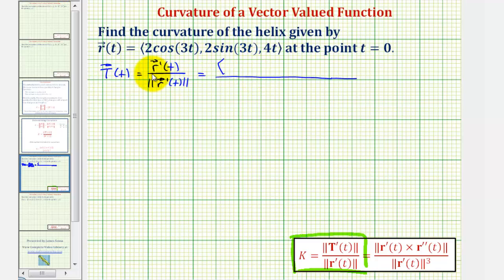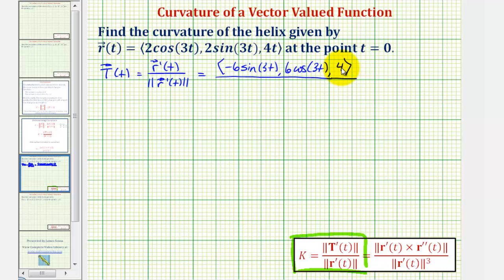So the x component of r prime of t would be the derivative of 2 cosine 3t. Notice how this is going to require the chain rule. So the derivative is going to be negative 2 sine 3t times 3, or negative 6 sine 3t. The y component would be the derivative of 2 sine 3t, which would be 2 cosine 3t times 3, or 6 cosine 3t. And the z component would be the derivative of 4t, which is 4.